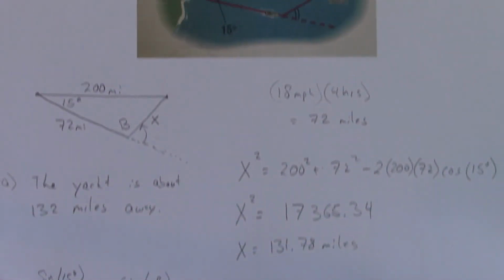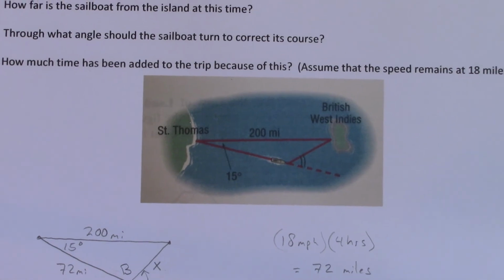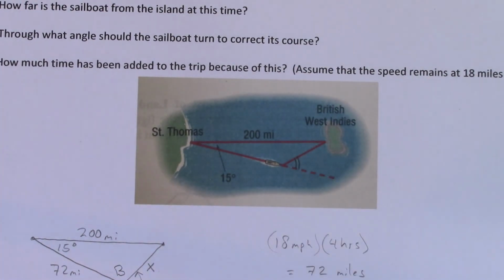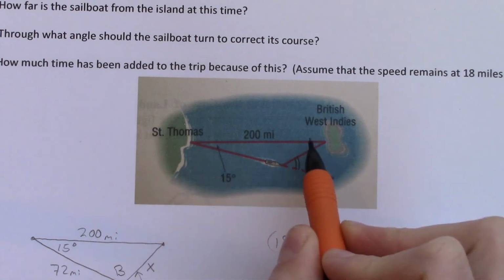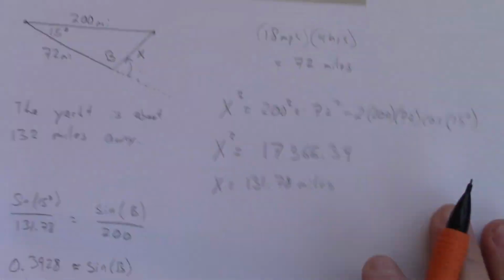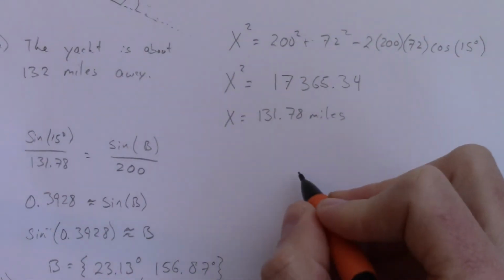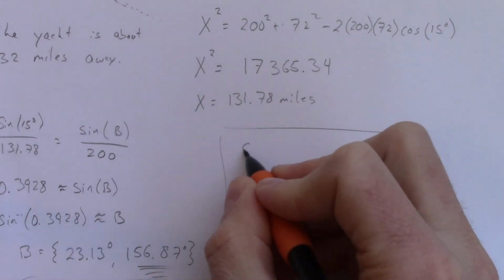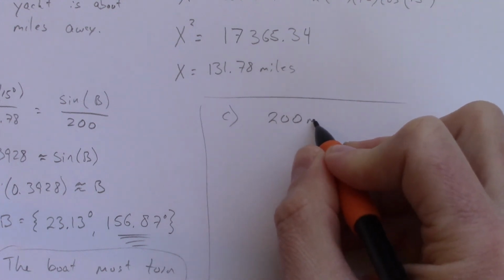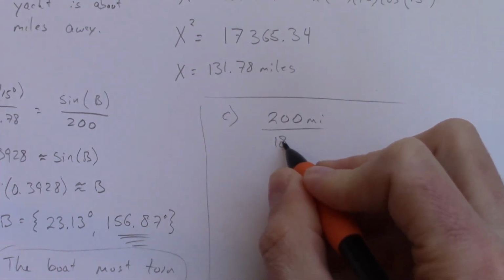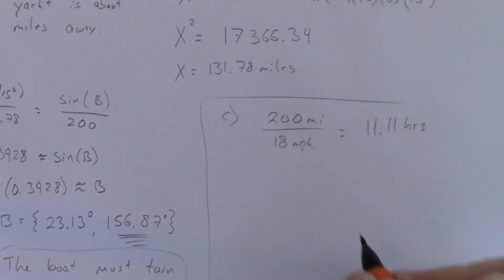All right, so let's jump into the last piece of this, which is part C. How much time has been added to the trip because of this? And we're assuming that the speed remains the same. So what I need to do is figure out how much time it takes to go the original path, right? Just the 200 miles. Part C, I guess I'll just do right here. So we have the original distance, which is 200 miles, and I'm just going to divide that by the miles per hour, 18 miles per hour, giving me 11.11 hours, rounded to 2 decimal places again.